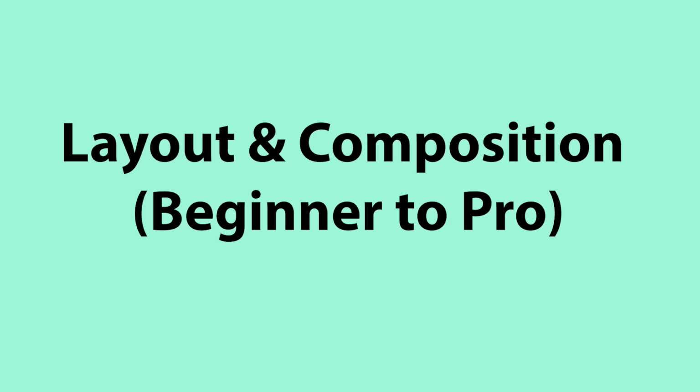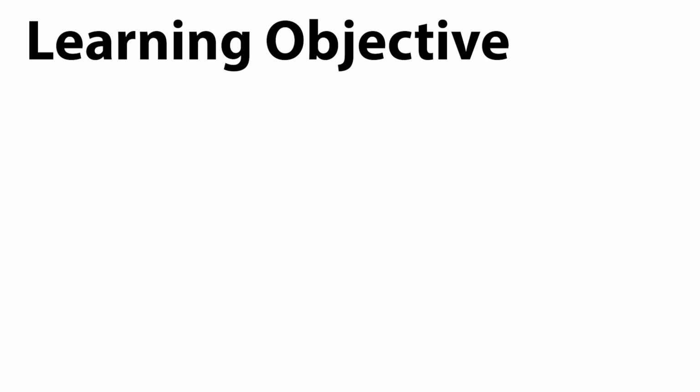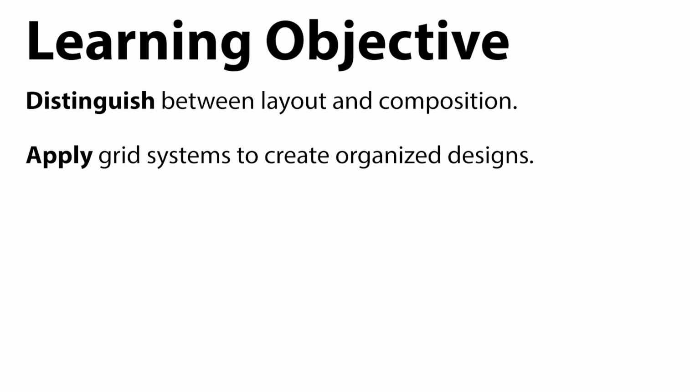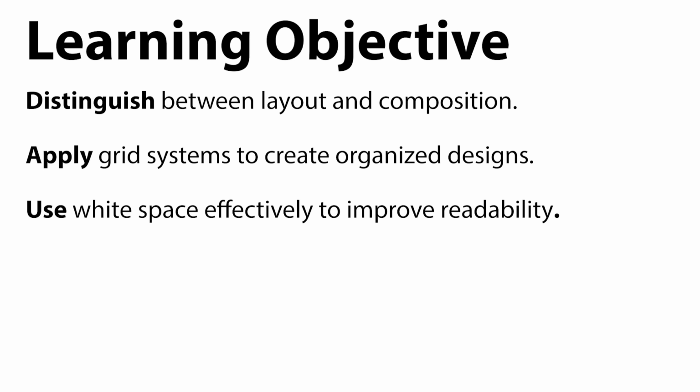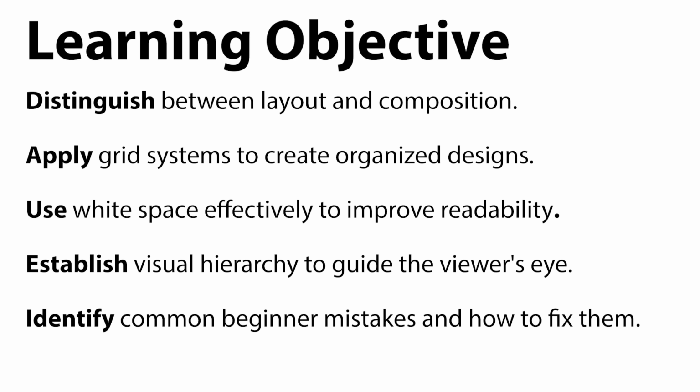On today's episode, we'll be learning about layout and composition from beginner to professional. Your learning objectives for today will be to distinguish between layout and composition, apply grid systems to create organized design, use white space effectively to improve readability, establish visual hierarchy to guide the viewer's eyes, and identify common beginner mistakes and how to fix them.